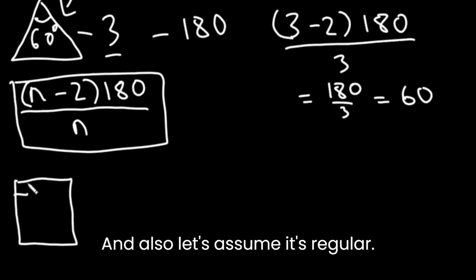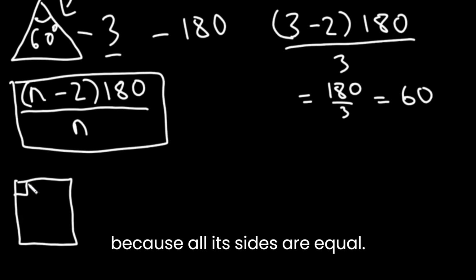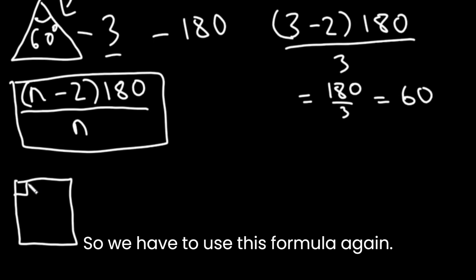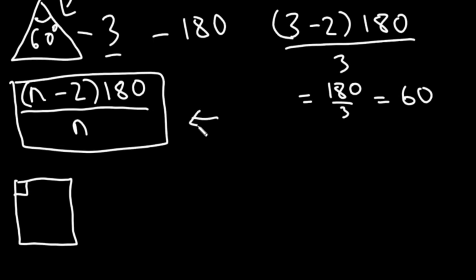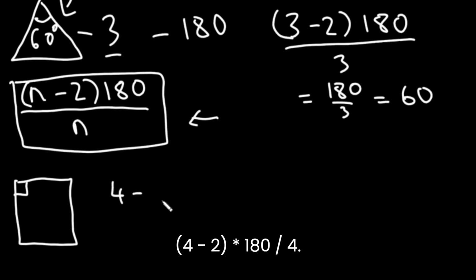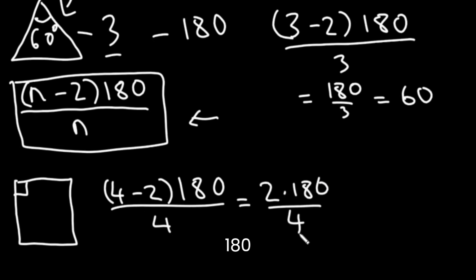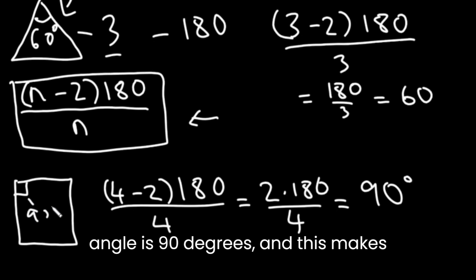And also, let's assume it's regular. A square is always going to be regular because all its sides are equal. So, we have to use this formula again. So, n minus 2 times 180 divided by n. Except this time, n is equal to 4. So, 4 minus 2 times 180 divided by 4. This is 2 times 180 divided by 4. 2 times 180 is 360, divided by 4 is 90 degrees. So this angle is 90 degrees.